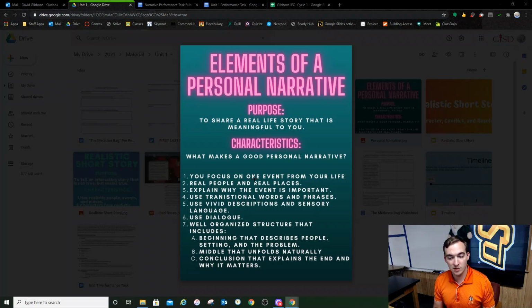And then number 3, you need to tell me why it's important. So you've picked this important event from your life. You need to tell the reader, why is it important? What did you learn from it? How did you grow from that experience?